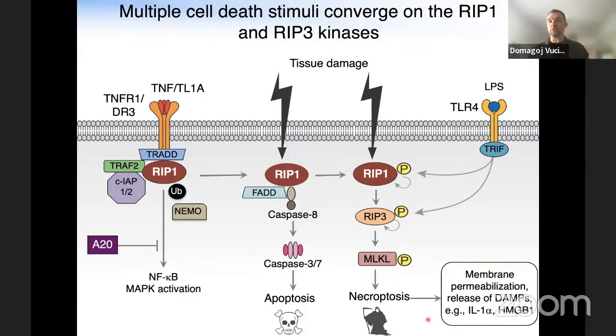And this is an active process, not just linear going one way, because there is a lot of crosstalk between various forms of cell death, and even with pyroptosis. But I'm going to focus just on apoptosis and necroptosis for the remainder of this presentation.